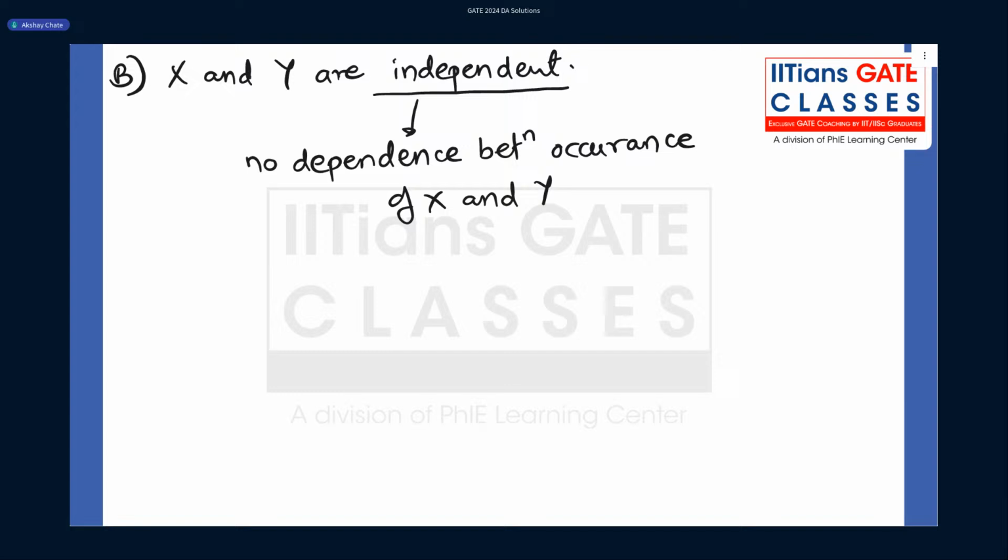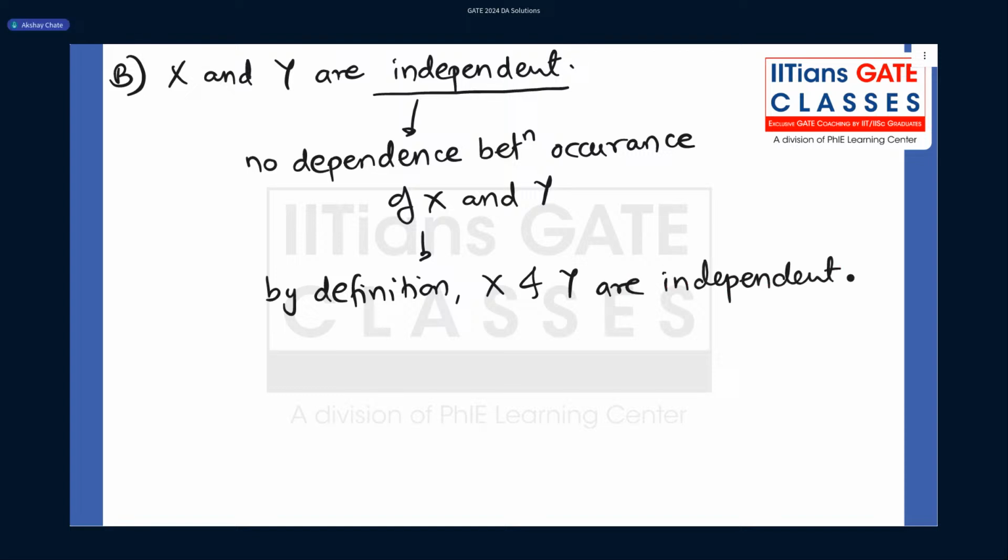Because X is defined as 1 before 2 and Y is defined as 3 before 4. And these are uniformly sampled permutations. So there is no dependence of X and Y on each other. Therefore, by definition, X and Y are independent, because there is no permutation where the happening or not happening of X has any bearing on the event of Y. So they are clearly independent. So this is the correct option.